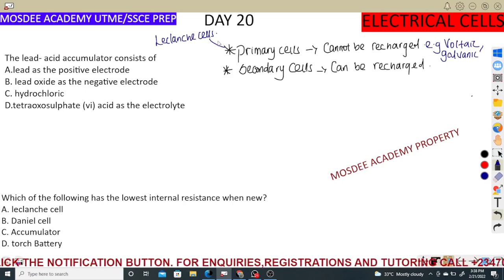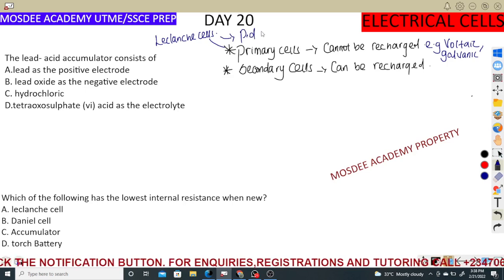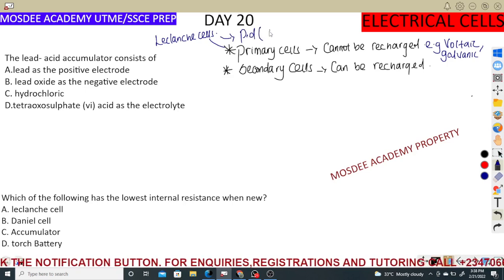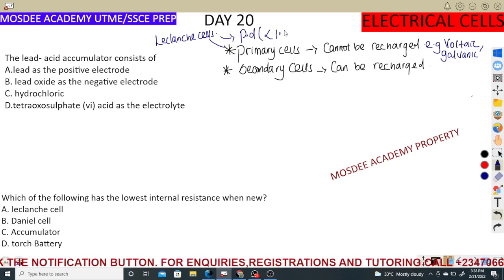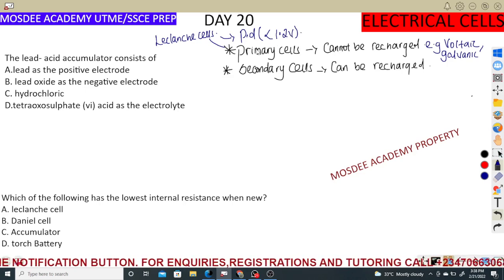Why are they primary cells? Because the PD, the potential difference that they can generate, is always less than 1.2 volts. Please note that. The amount of potential difference they produce is between 0.2 and 1.2 volts.